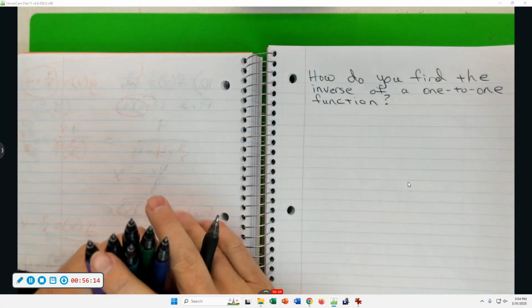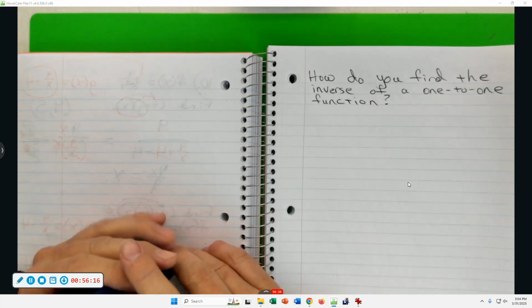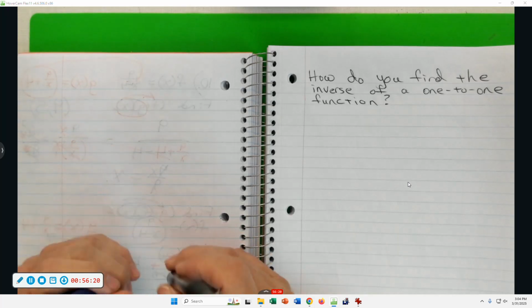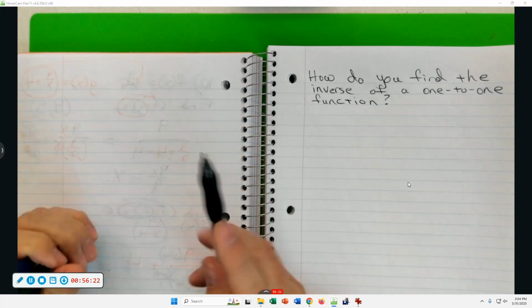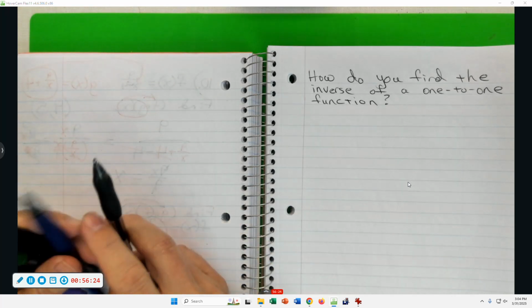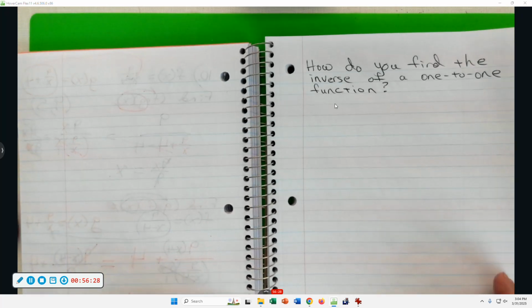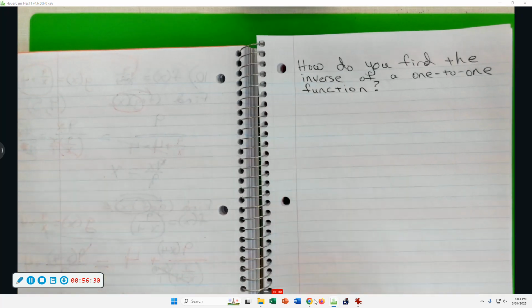I turned mine off. How do you find the inverse of a one-to-one function? This is a 4-step process, but it's easy steps. The first thing you need to do, if it's not one-to-one, they don't want you to find the inverse. You'll just have to say not one-to-one.